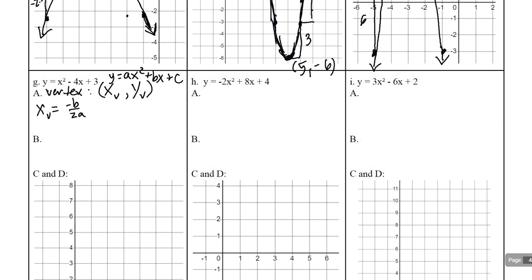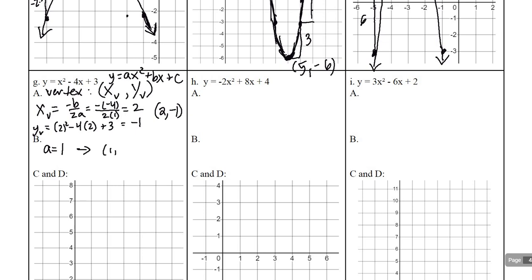So for this graph, my vertex is at negative -4 over 2 times 1. So that's 2. And then to find the y part of my vertex, I plug 2 into the equation. So the y part of my vertex will equal 2 squared minus 4 times 2 plus 3, which is -1. So my vertex is at (2, -1). And a is equal to 1, because that's what it is in my equation.